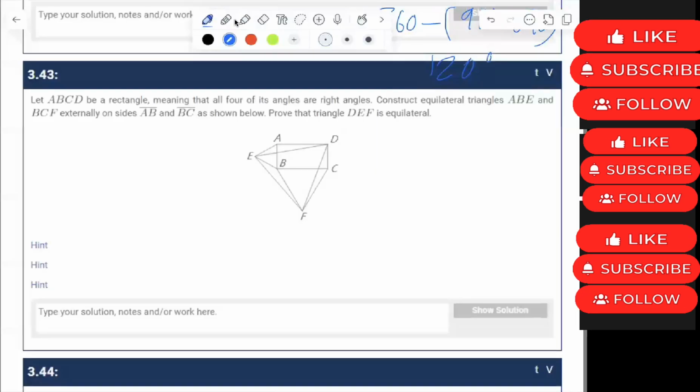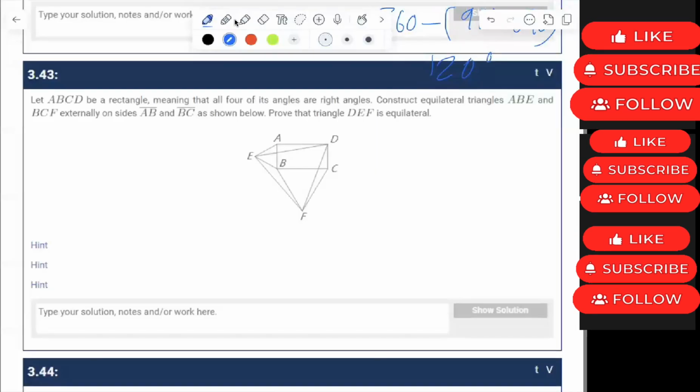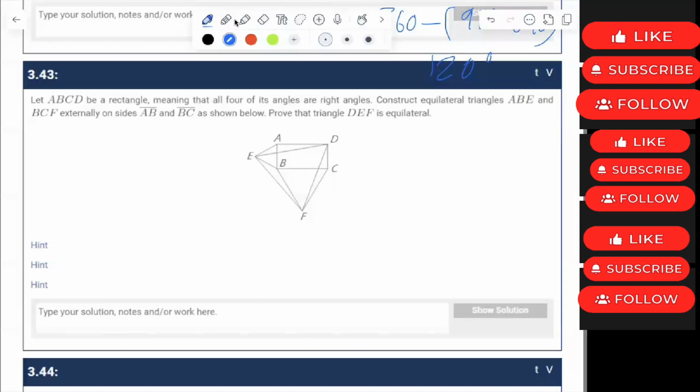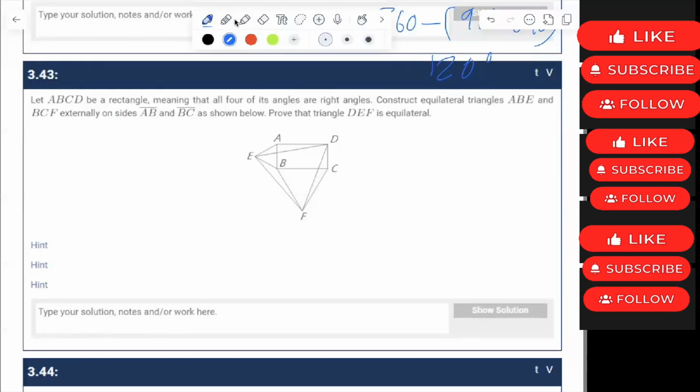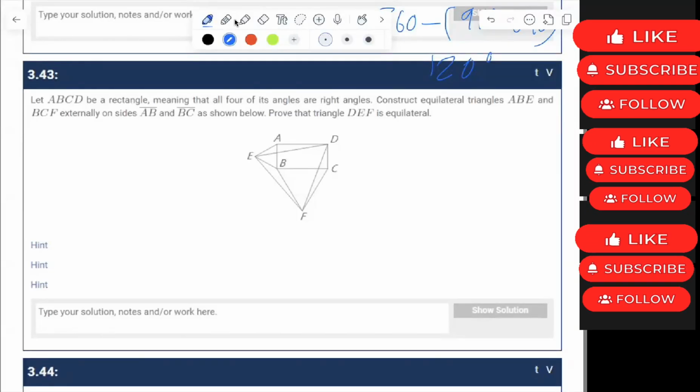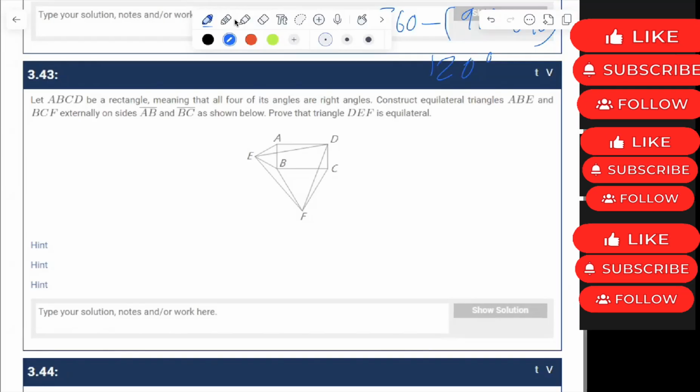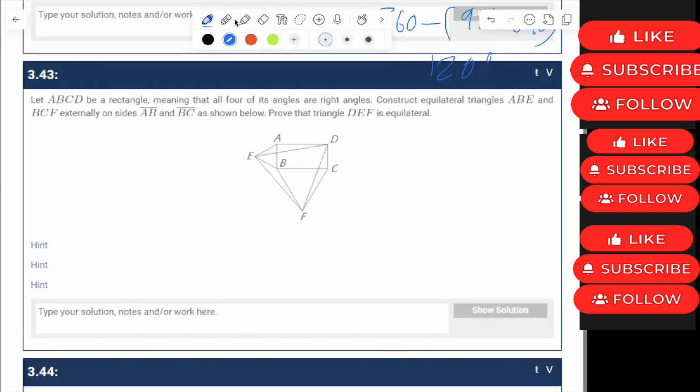All right, let's get started with this question now. So how would we approach this? I've given you enough time to write the proof, but you could just give me a part of the solution, right? ABCD is a rectangle with all four right angles, construct equilaterals ABE and BCF externally. Now prove that DEF is equilateral.